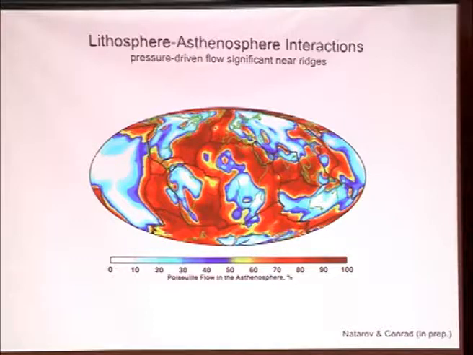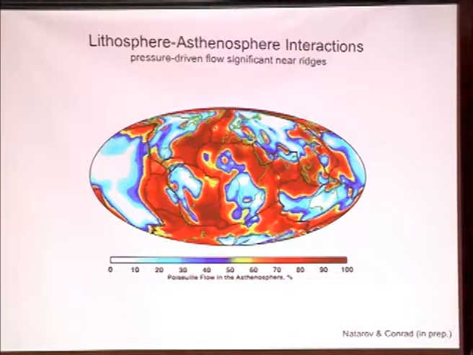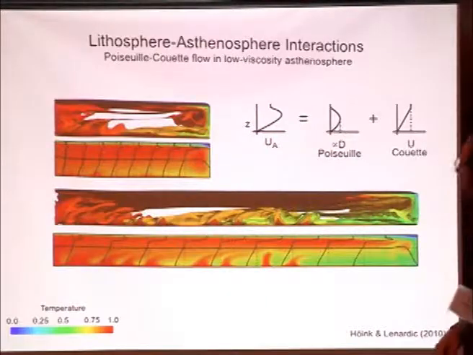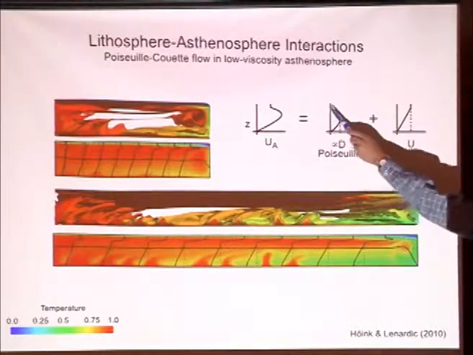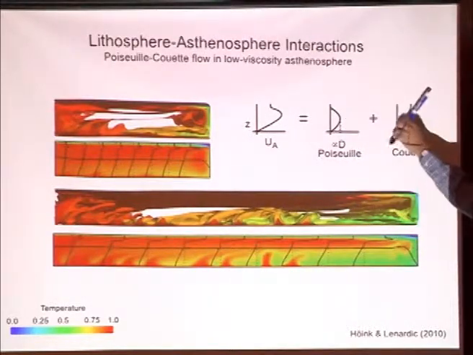So short systems would be either a short convection cell in the model, or if you go to Earth, it would be a small plate, like the Atlantic plate, which has a short aspect ratio. And a long cell would be the Pacific plate, for example, which has a long aspect ratio. I've tried to define this, but I probably glanced over it. So Poiseuille flow is here the pressure-driven flow component of your flow. The parabolic component is Poiseuille flow, and the linear component is Couette flow.